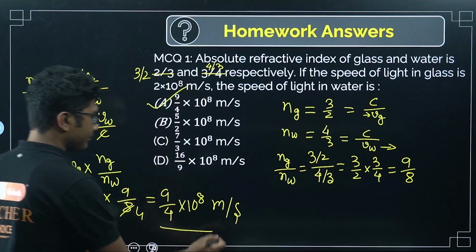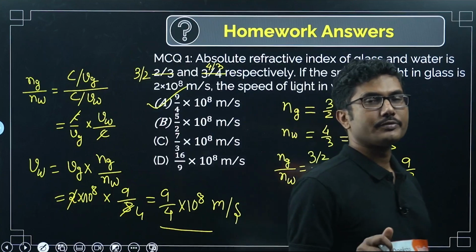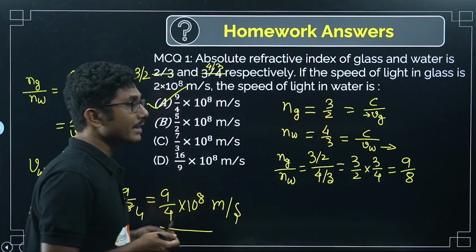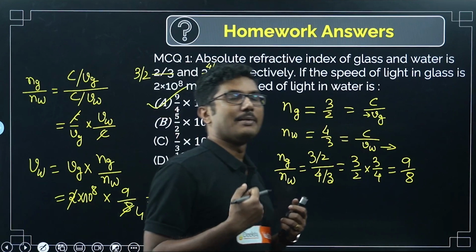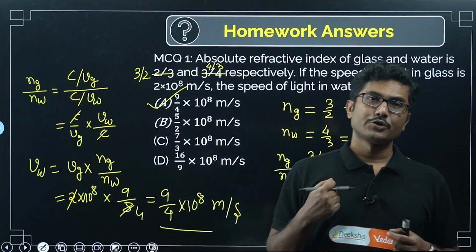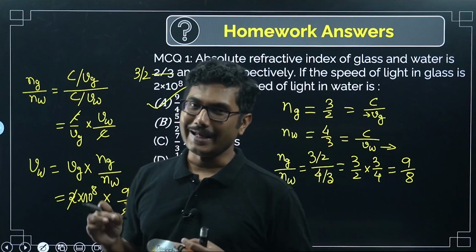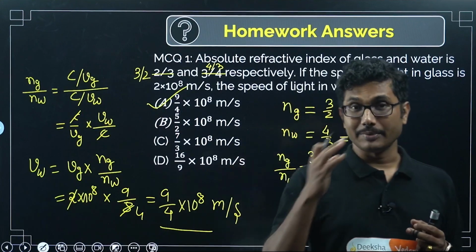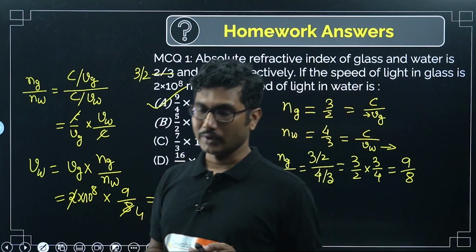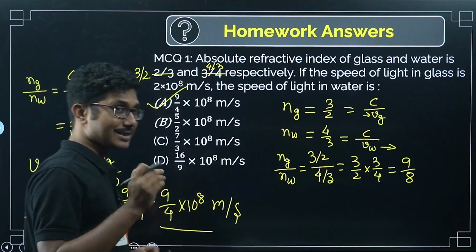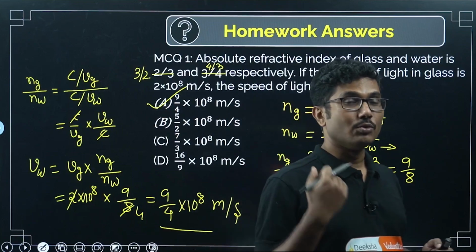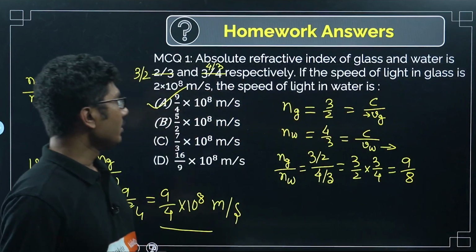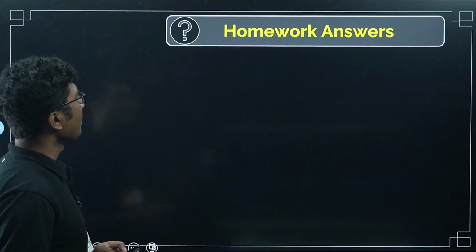I'm sorry if you were not able to solve this question because of this data mismatch, but you are aware that the absolute refractive index of any medium should be greater than 1. Only air and vacuum have a refractive index of 1. Other than that, all other mediums have a refractive index greater than 1. A refractive index less than 1 means the speed of light is more than c in that medium, which is not possible, right? So let's move on to the next question.